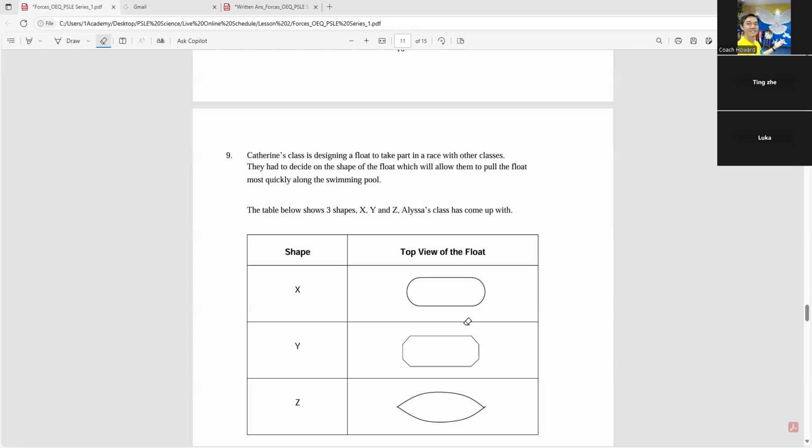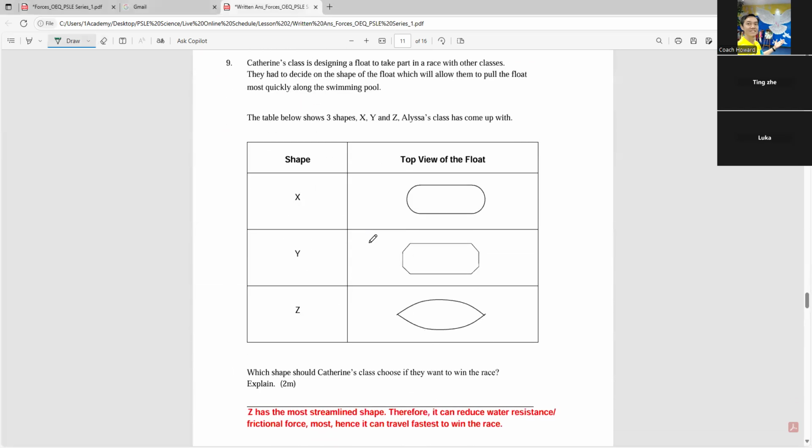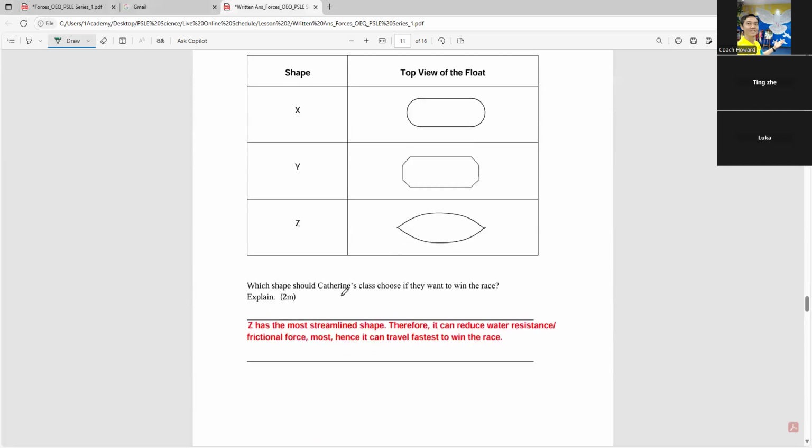So you learn about fluid dynamics, but they don't use the word fluid dynamics in school. You learn about streamlined body, right? So streamlined body will result in the least water resistance. So she should choose Z. Okay, Z has the most streamlined shape.